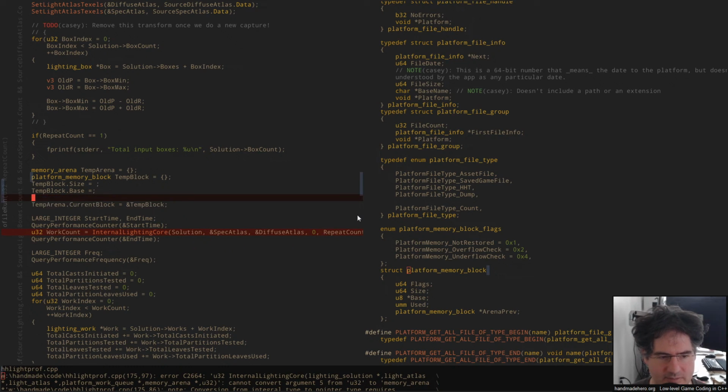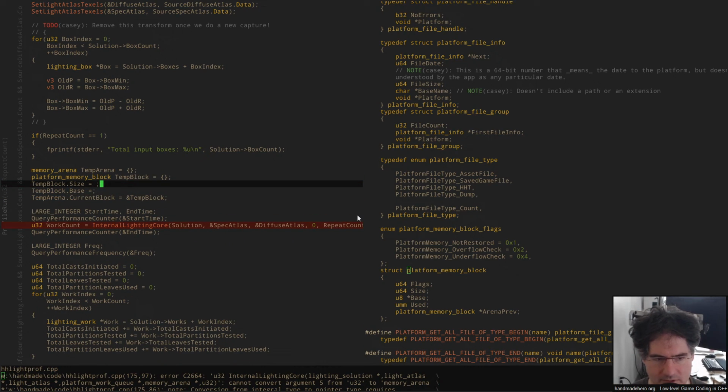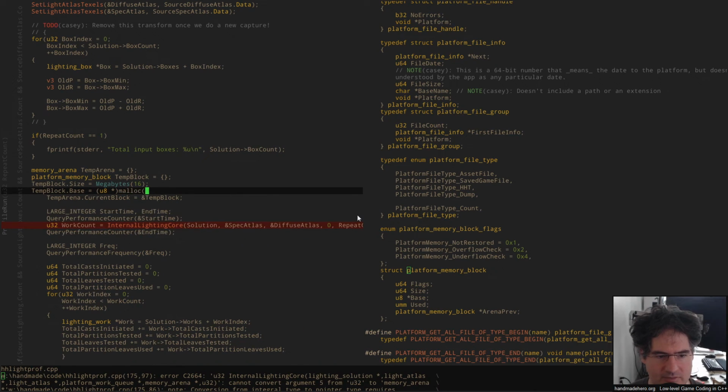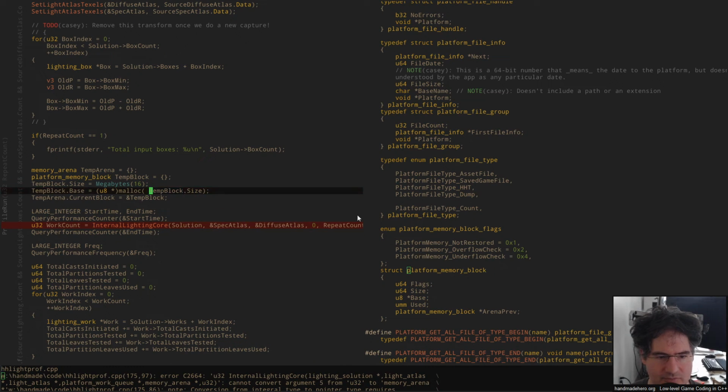It's really just the size and the base, because the used being 0 is what we would want. So the size of this is just however much we think we need. So, 16 megabytes or something. I mean, how much is this really going to use? It's not actually using a particularly large amount of memory. So I can make the base address just be something that malloc gives us that has that much room. And then that should be sufficient for the memory arena to function.